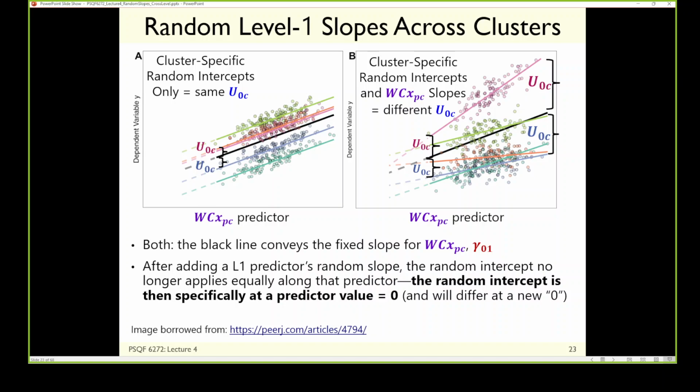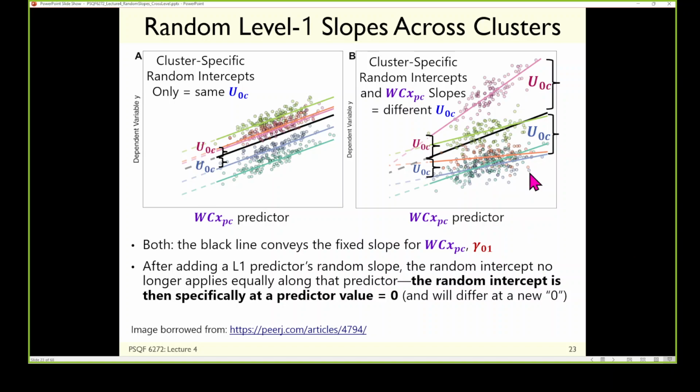Question, would it be correct to say that level 2 fixed effects describe variance in cluster-specific expected outcomes? Yes, I would say that sounds correct to me. Does that sound correct to you? More or less? I think so.